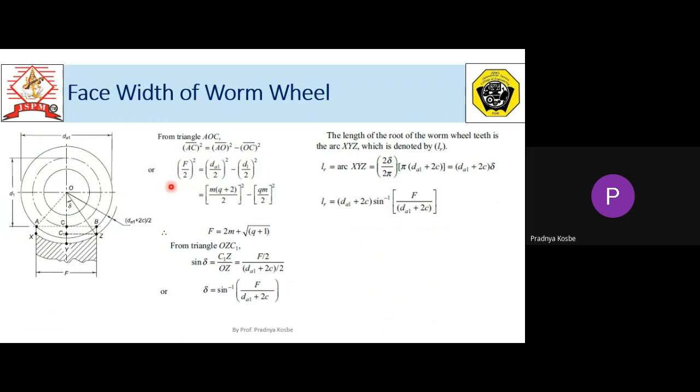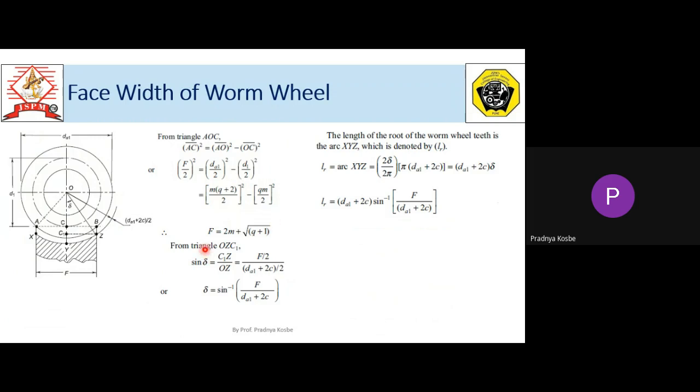So now the equation is (F by 2) square equals (dA1 by 2) square minus (d1 by 2) square. Put the value of dA1 which we have already studied, that dA1 is equal to m into (q plus 2), divided by 2 square, and d1 is equal to qm. Put these values over here. So now the equation will be m in bracket (q plus 2) by 2 square minus (2m by 2) square.